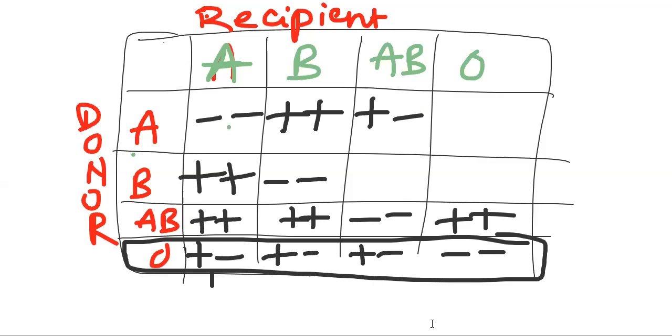That O cannot take from anyone. If O is taken from anyone, so what happens? What happens here? That heavy risk can be seen over. So that's why, what do you say? O cannot be universal recipient. O can be universal donor.